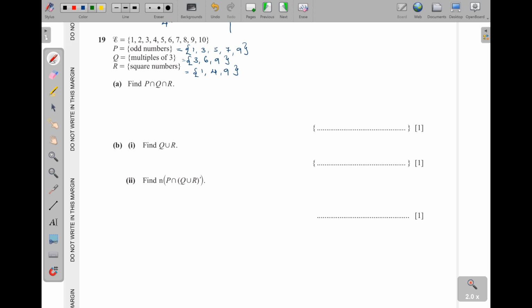Okay, find P intersection Q intersection R. So what is common to all of them? You can see there is a 9, there is a 9, there is a 9. So it is the only one that is common. So here we shall have 9.